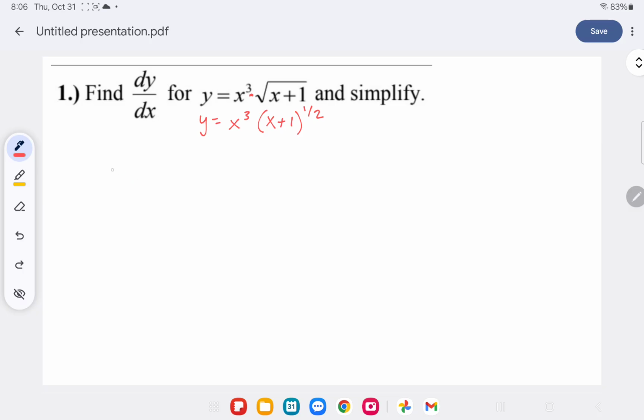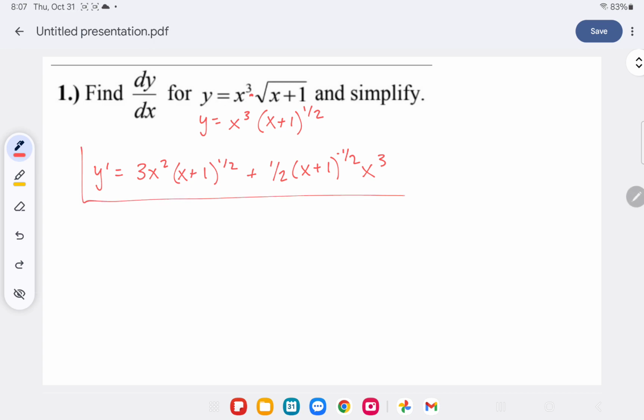So when I do the product rule, I'm going to start by taking the derivative of the first one, so 3x squared, times the second, plus the derivative of the second one. Using the power rule, we have 1/2 times x plus 1 to the power of negative 1/2 when we subtract 1, times the first. So that is our product rule. And then we can simplify this.